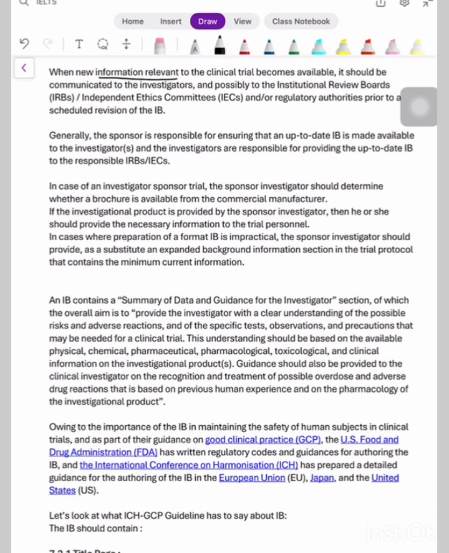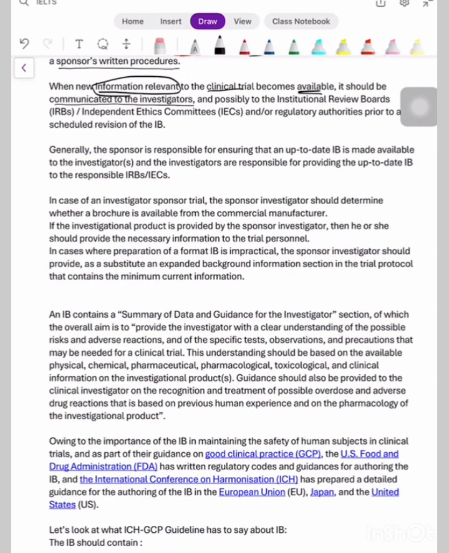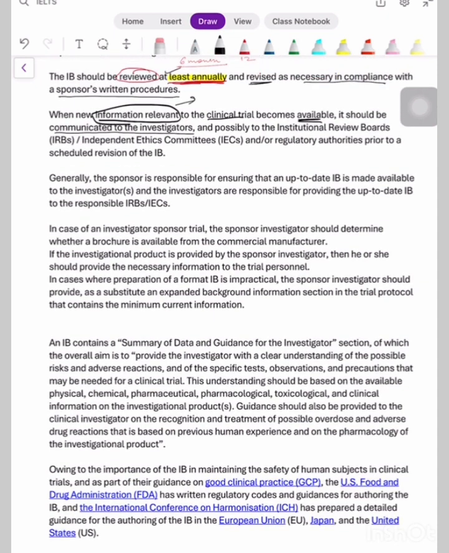When new information relevant to the clinical trial becomes available, it should be communicated to the investigators. If there is any new information regarding the clinical trial, it should be communicated to the investigator. That is why we said, in the previous lecture series on drug development and regulatory strategy, that the regulatory strategy document is a living document. As and when new information comes in, this IB will get updated.